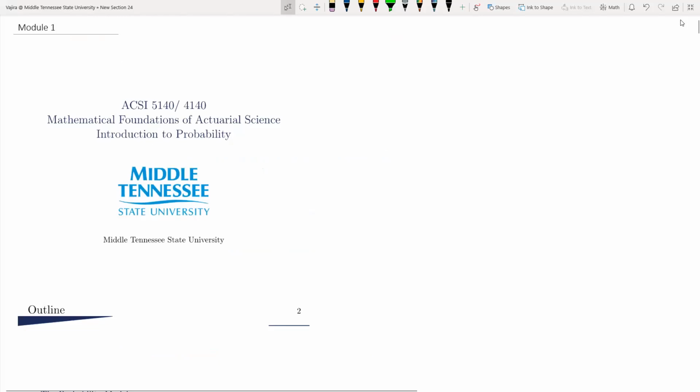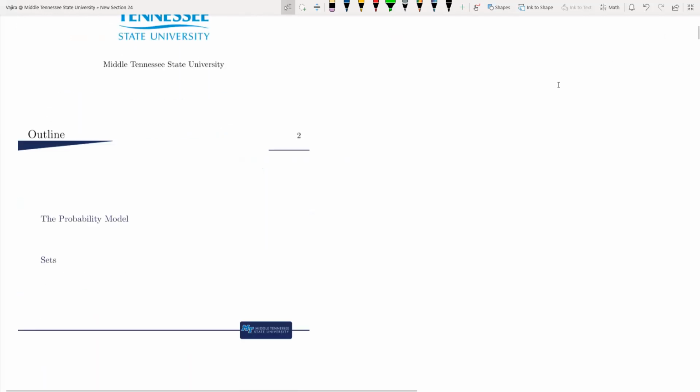Hello everyone. Today we are going to learn about the first module of mathematical foundation of actuarial science. It's an introduction to probability. So the outline of this module: first, you are going to learn about basic terms we are going to use throughout this course, which fall under the probability model. Then we are going to learn about sets. And then finally, we are going to do some example problems from the Society of Actuaries example problem list.